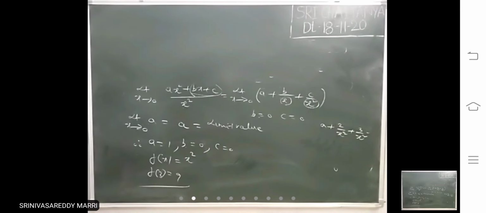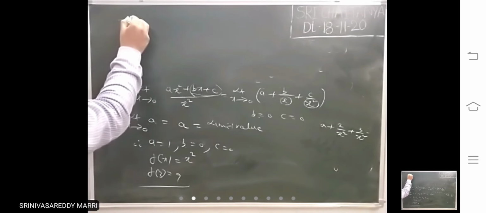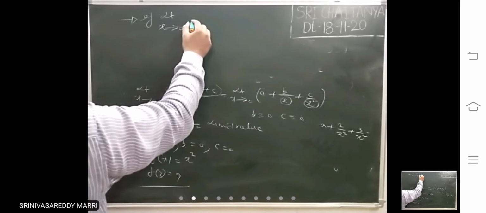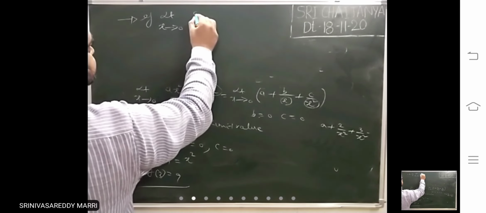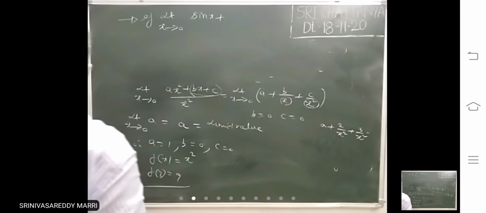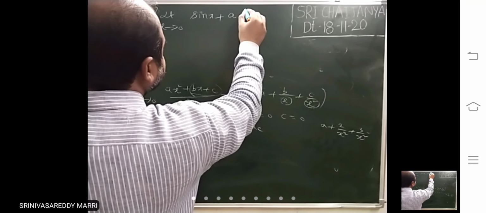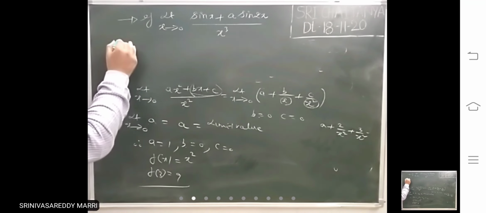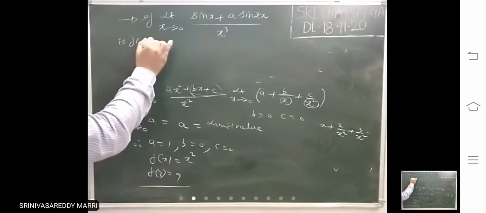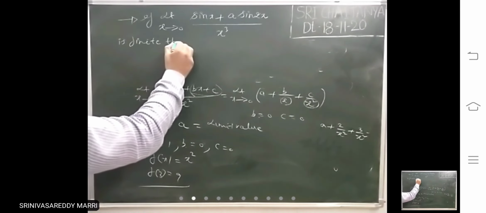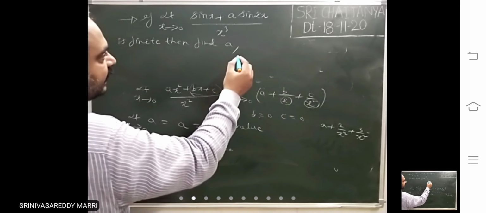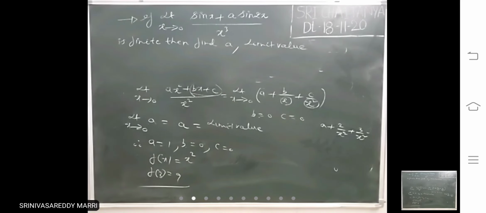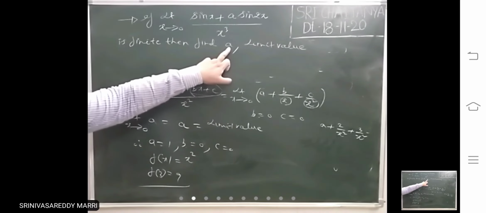So problems will be given like this. The most important area in this chapter: limit as x tends to 0 of sin x plus a sin 2x divided by x cube. Given that this limit is finite, find a, comma, the limit value. Just look at this. He will give that limit, and variables will be in it. You have to find those variables and also the limit value.